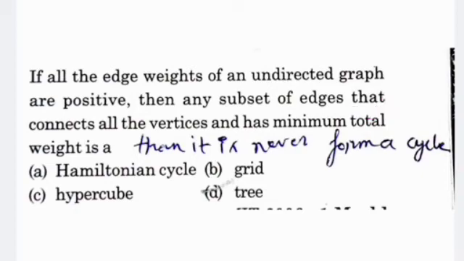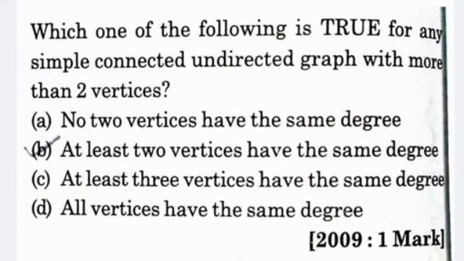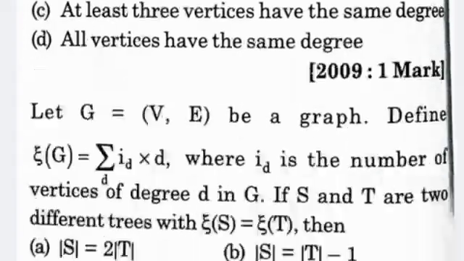Now come to the next question. Which of the following is true for any simple connected undirected graph with more than 2 vertices? Option A, no 2 vertices have the same degree. Option B, at least 2 vertices have the same degree. Option C, at least 3 vertices have the same degree. And option D, all vertices have the same degree. Now come to the solution of this question.